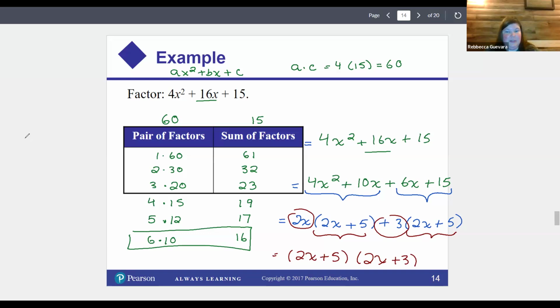So we can always check to make sure that worked. I'm going to write it over here quickly. Are these the correct factors? Let's see. So distribute here, I get 4x squared plus 6x. Now I do this distribution, I get 10x, and then this one I get 15.